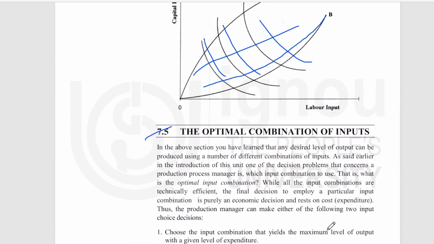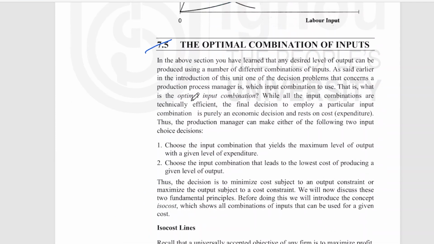And next is the optimal combination of inputs. In the above section, you have learned that any desired level of output can be produced using a number of different combinations of inputs. As said earlier in the introduction of Unit 1, the decision problem that concerns a production process manager is which input combination to use.